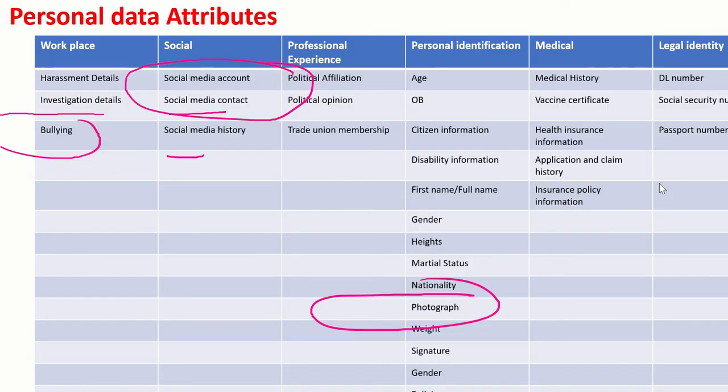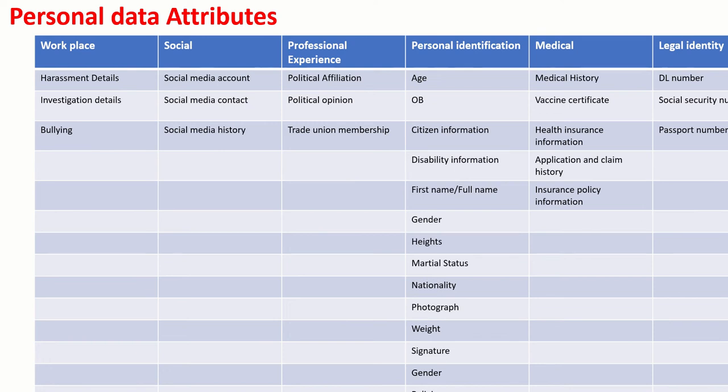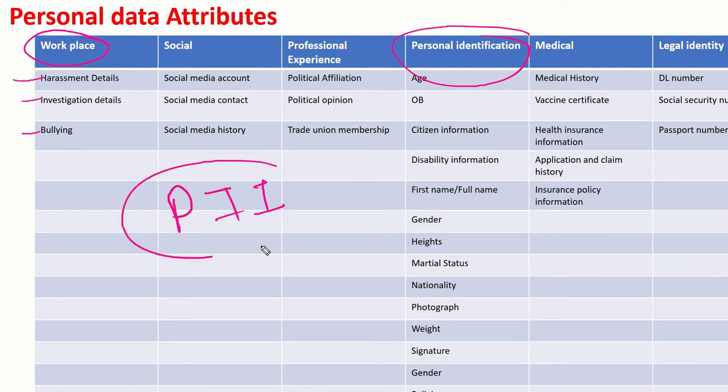Now personal data has certain attributes. These attributes are like your workplace. If you are working at a workplace, your harassment details, investigation details, bullying would be part of your personal information. In the same way, personal identification is called PII, personally identifiable information: your name, your age, your date of birth, your full name, your gender, your height, your marital status, nationality, your photograph, your weight, your signature. All these things come under personal information.